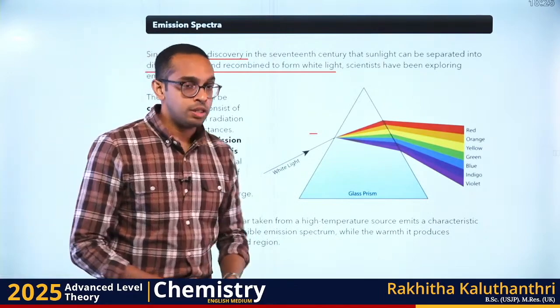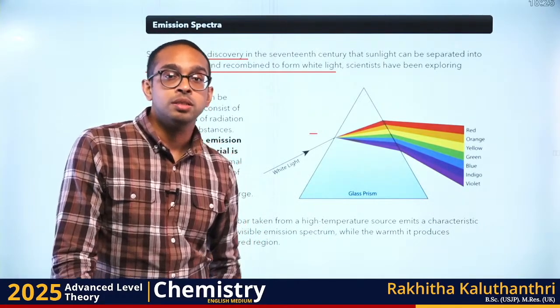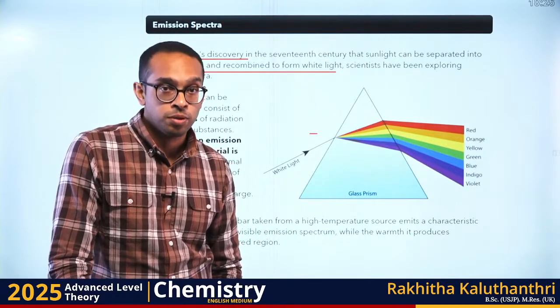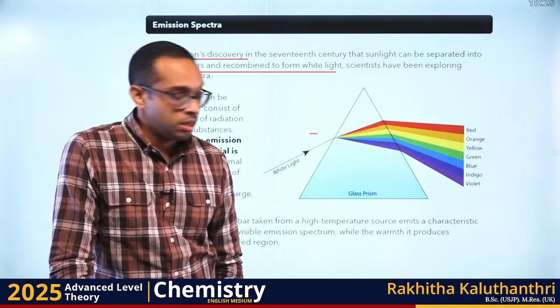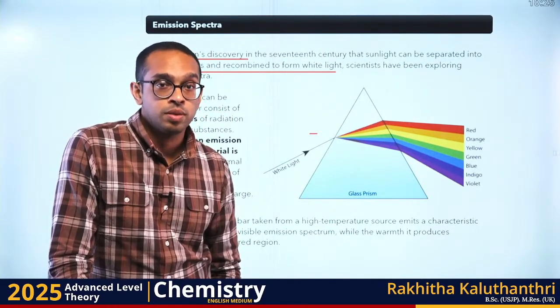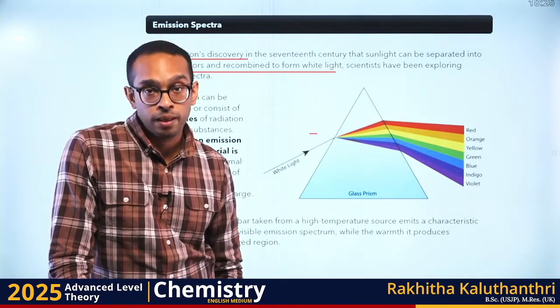Usually the visible light region extends from 400 to 700 nanometers, but in certain texts it is mentioned that it extends from 390 nanometers to 750 nanometers. So based on the question that you are facing, sometimes they will outline or give you the range of the visible light region.